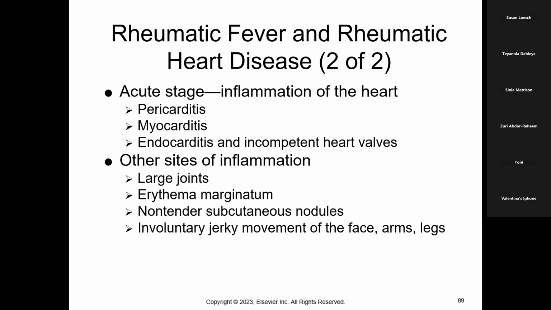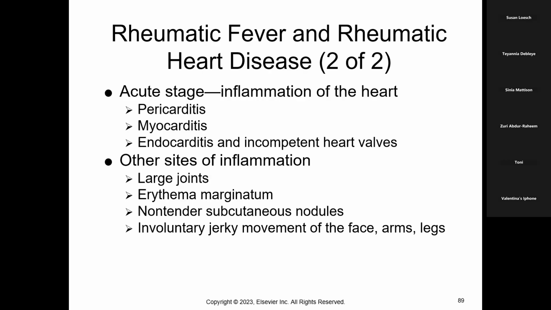Other sites of inflammation in clients that develop rheumatic fever are the large joints, especially the ones in the legs, and that's going to be in that synovial joint area. So it causes that synovitis, or that inflammation of the synovial fluid. The skin might have a non-pruritic rash that looks red. The wrists, the elbows, the ankles can sometimes be affected.